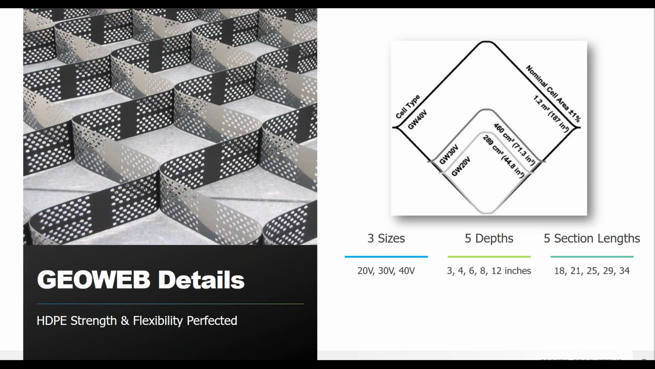So the GeoWeb system consists of 2 main attributes. The first is going to be the cell or the container size. So the cells come in 3 diameters, a small, medium, and large, and then heights of 3, 4, 6, 8, and 12 inches. So 5 different depths to choose from. So the cell aperture, or the opening, and the height are going to be selected following an evaluation of project-specific needs and site conditions. That's something that myself and our in-house engineering team can help you determine.